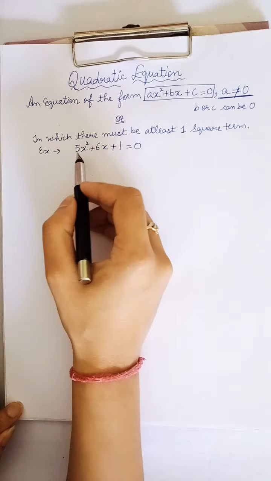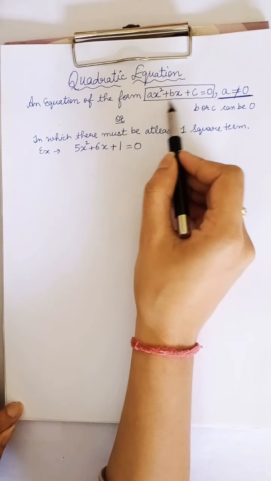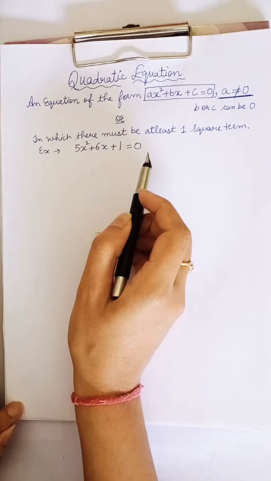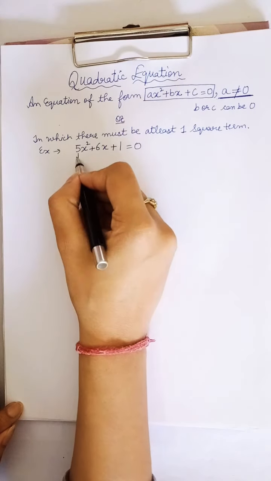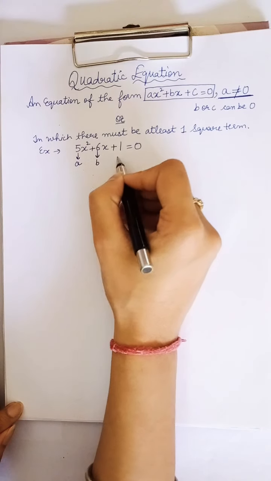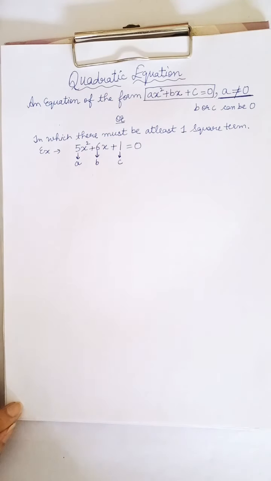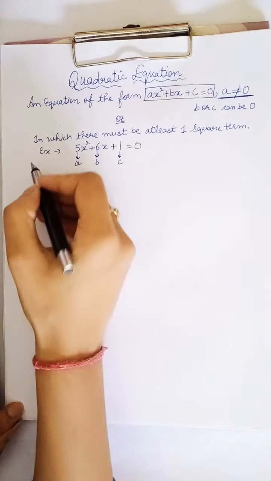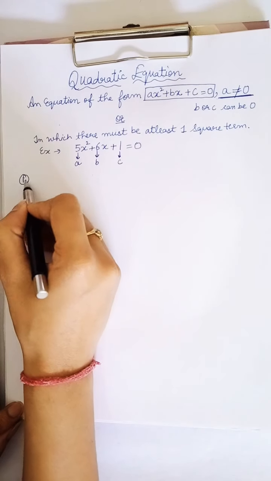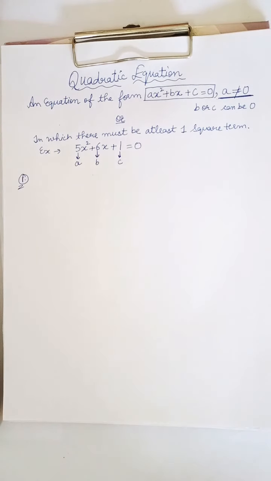Okay, here see, it is of the form ax square plus bx plus c is equals to 0, right? Here a is 5, b is 6 and c is 1. The constant term is 1. Okay, this is known as a quadratic equation. I hope you understood. Now I will ask you whether these are quadratic equations or not.